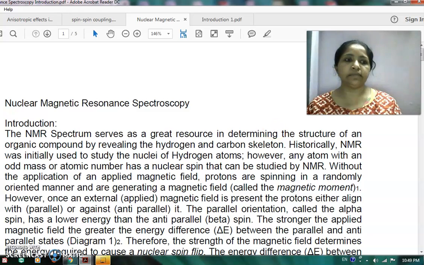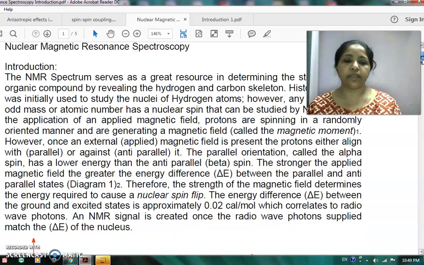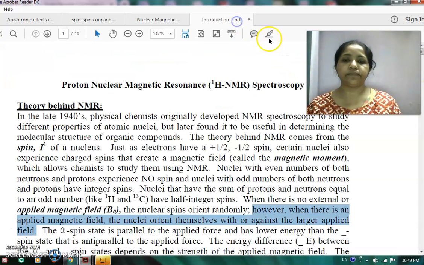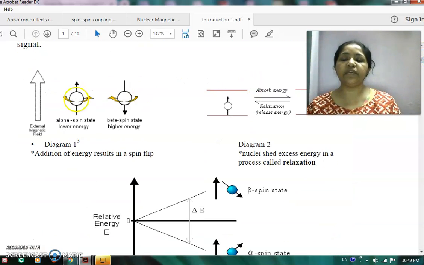Here we have shown that they are in random motion. And here when the nucleus has a spin, it is in the same direction as the external magnetic field. Alpha is in the same direction, and this is beta, which has the opposite spin.